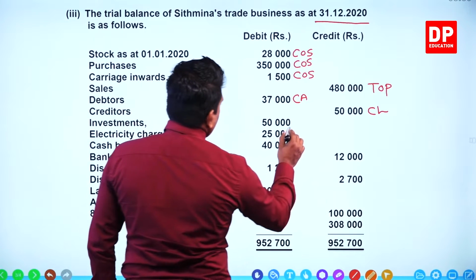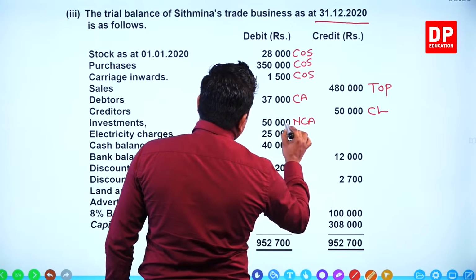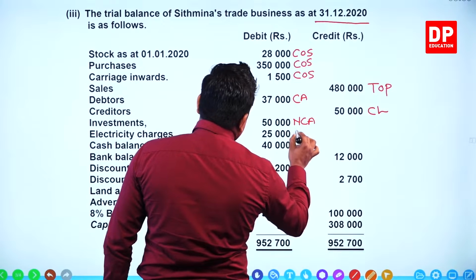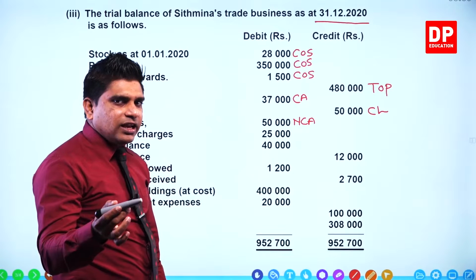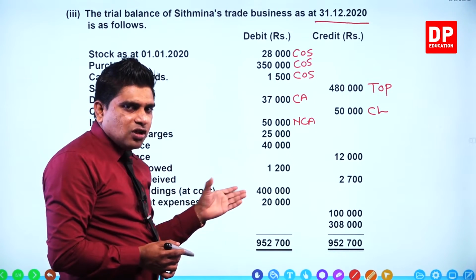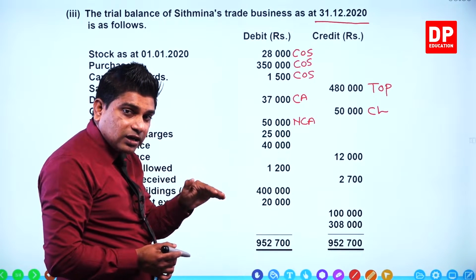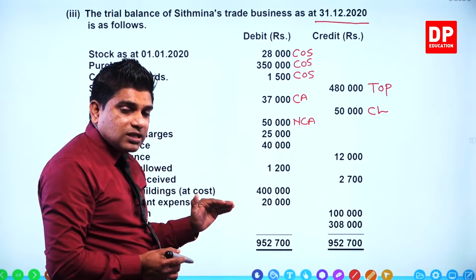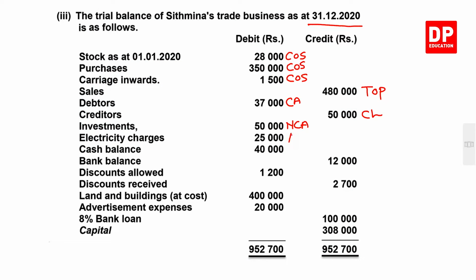Investment, non-current assets, but remember when you write this, don't write it under the tangible non-current assets category. It goes after the land, building, vehicles, those are the tangible assets. After you finish that, before you start the current assets, between non-current and current, there you write non-current assets, but it is intangible, right? Then electricity charges, administration. Then cash balance, current assets.